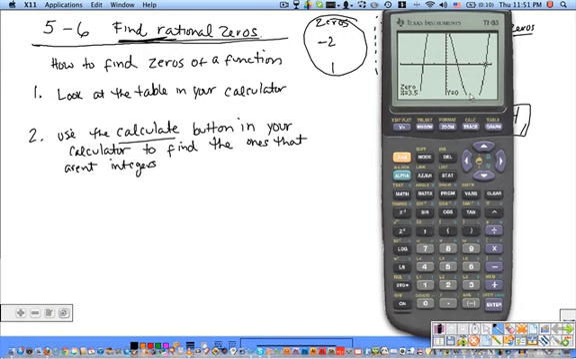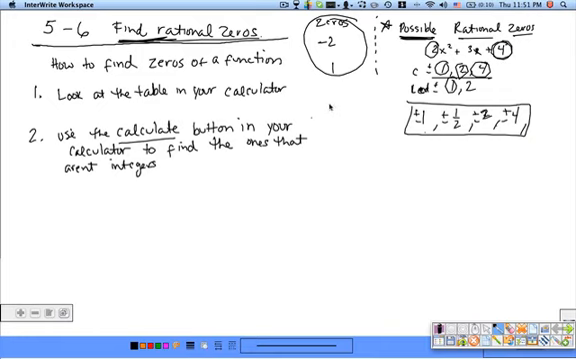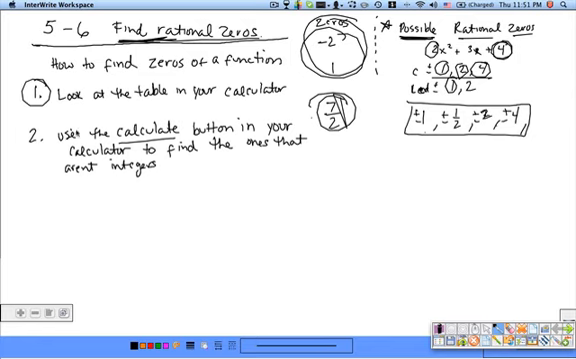Now you always change your zeros to fractions if you can. So 3.5 is the same as 7/2. You can type that in your calculator if you want. Okay, so 1, 2, 3 zeros, and the degree was 3 as well. So we're done. We found all the zeros just based on number 1, looking at the table, and then based on number 2, using the calculate button.